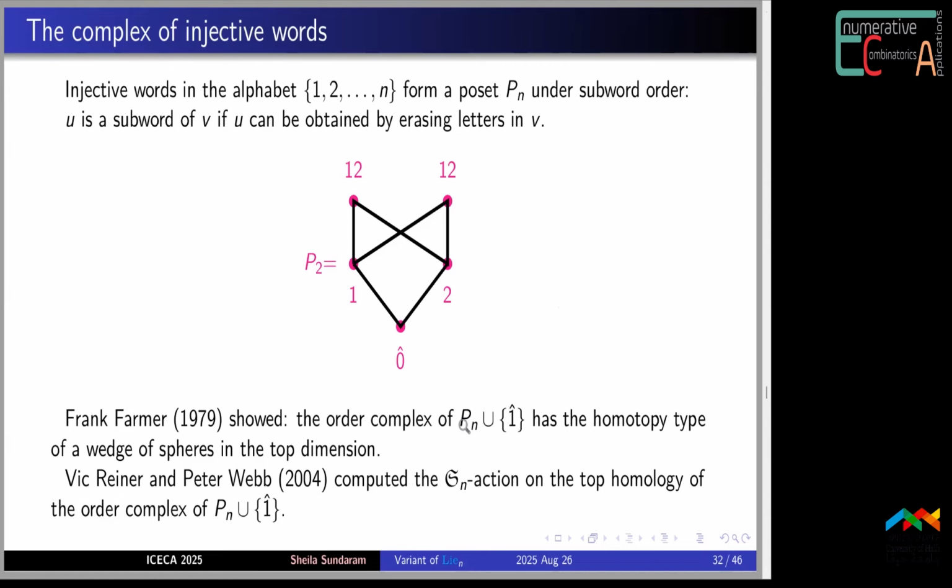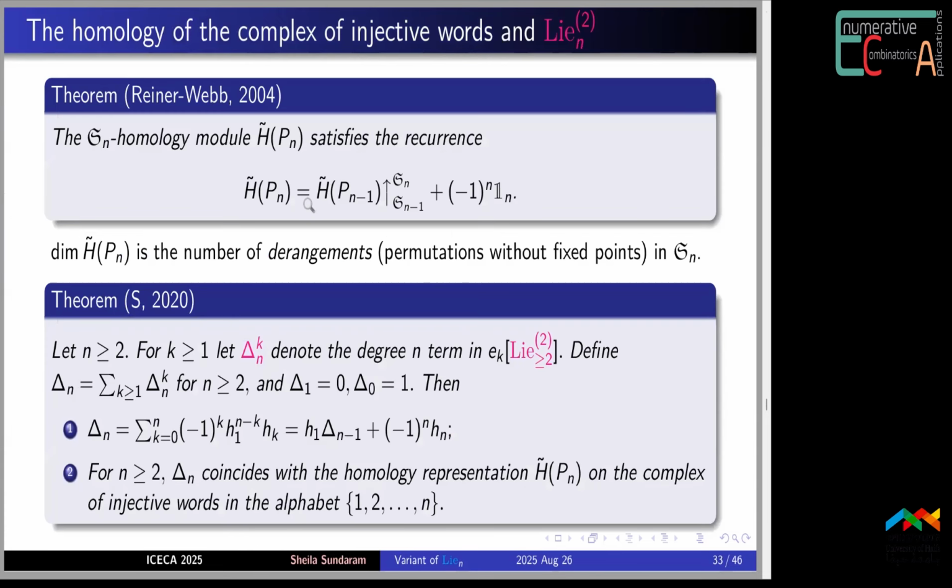Okay, so Frank Farmer showed that this complex has the homotopy type of a wedge of spheres in the top dimension. And then Vic Reiner and Peter Webb came along in 2004 and they computed the S_n action on this top homology. This poset actually turns out to be Cohen-Macaulay by work of Björner and Wachs, of course.